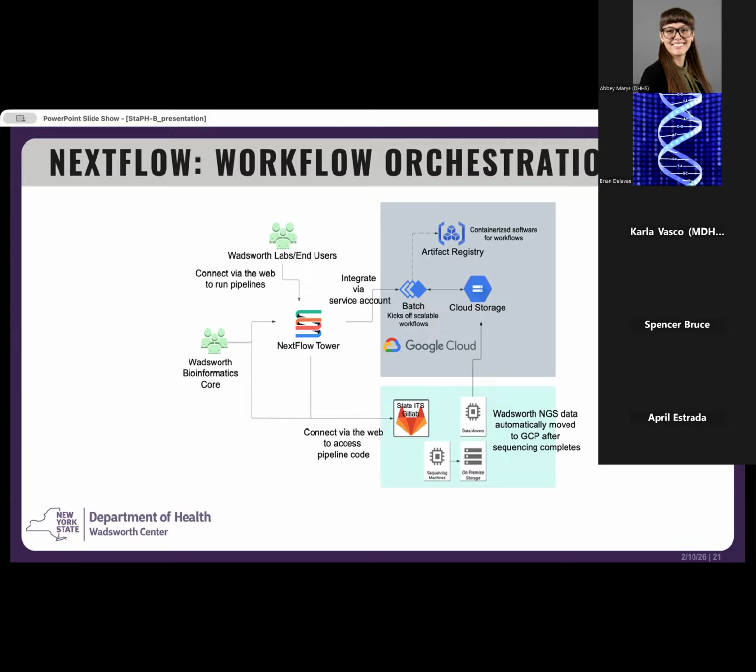So whether you have 12 genome assemblies to do or 25, it's going to spin up 25 different virtual machines, one for each, and do all of those at once. So you're not waiting to do them one after another. And then it's going to put them all into the same folder.